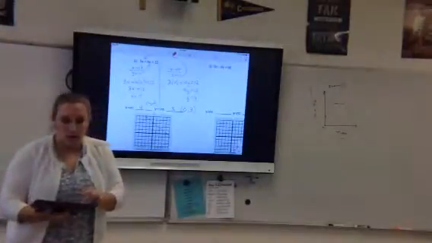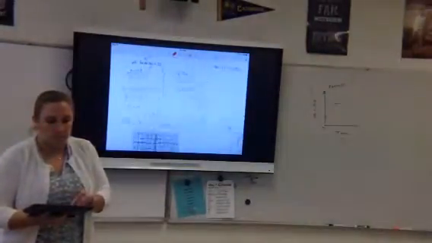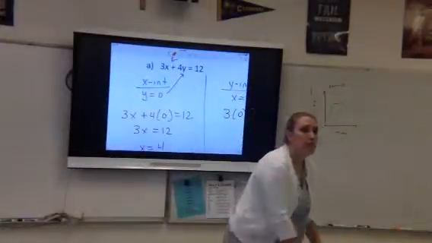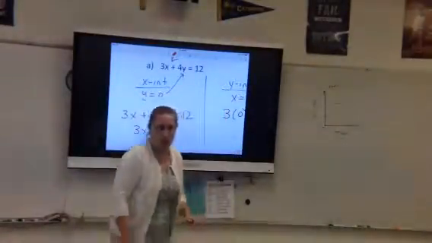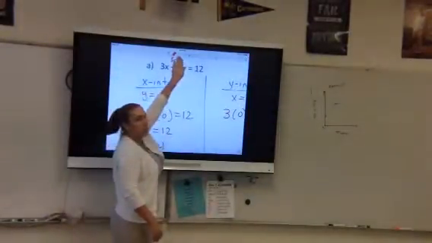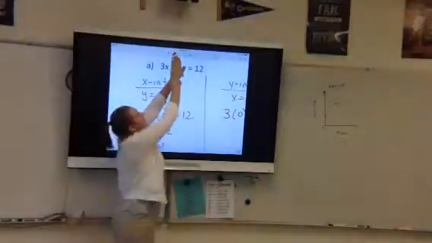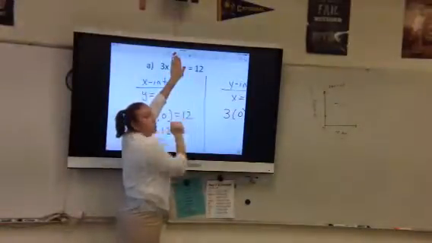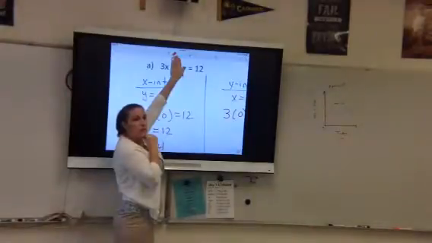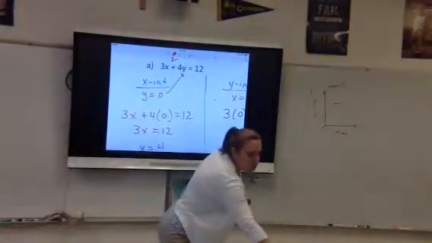Now, you don't have to write this down, but look up, pay attention. The second way you can choose to do this is called the cover-up method. I'm going to cover up one of the variables. Just cover it up. What do you have left here? 3x and a 12. So how are you going to get the x by itself? Divide by 3. So 12 divided by 3 is? 4. What did we say our answer was here for the x-intercept?